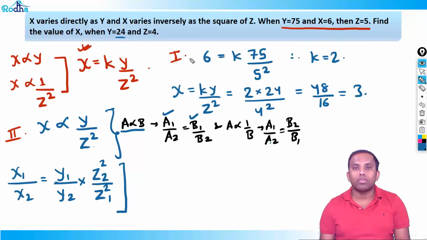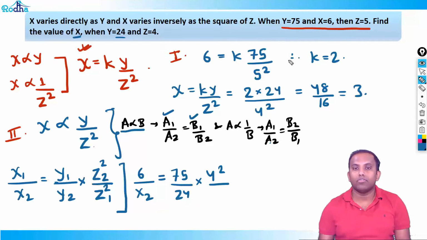What are the values? x1 in the first case is given as 6. x2 I need to calculate. For the second case, let it be x2. I need to find the value of x. y1 by y2: in the first case, y is 75. In the second case, y is 24. Now z2 by z1. In the second case, z is 4, so 4 squared upon z1. What is z in the first case? 5, so 5 squared.